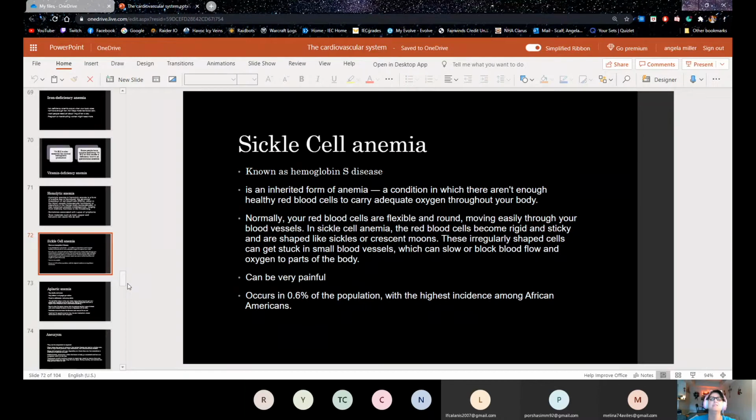When we do see it, it's a lot of times little kids, and it's a painful thing. You can imagine that we have normal round red blood cells, and if our blood cells aren't round and regular and flexible, and they're shaped kind of like a jagged crescent moon, that could cause some issues. Some of those issues can be blood flow problems.